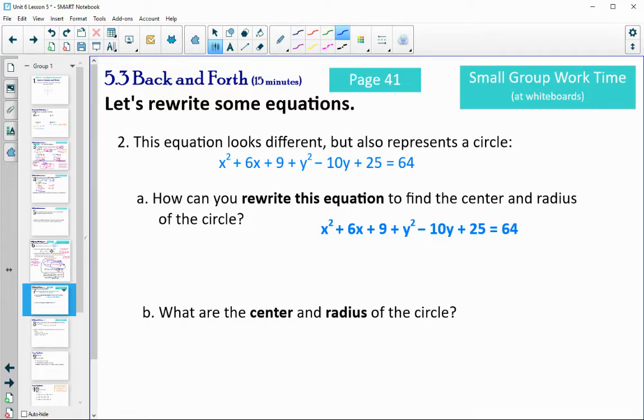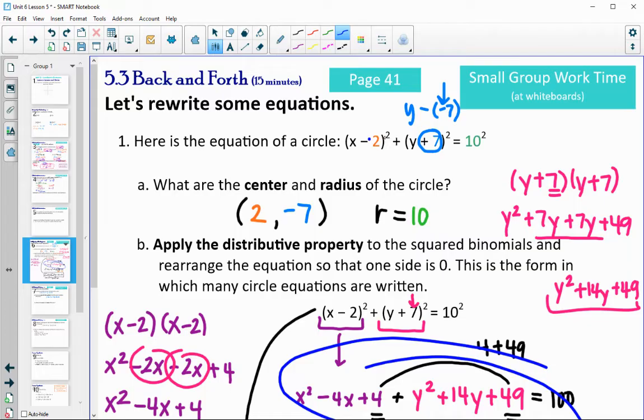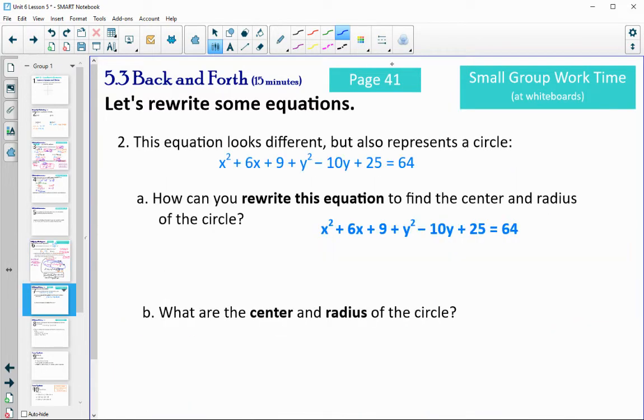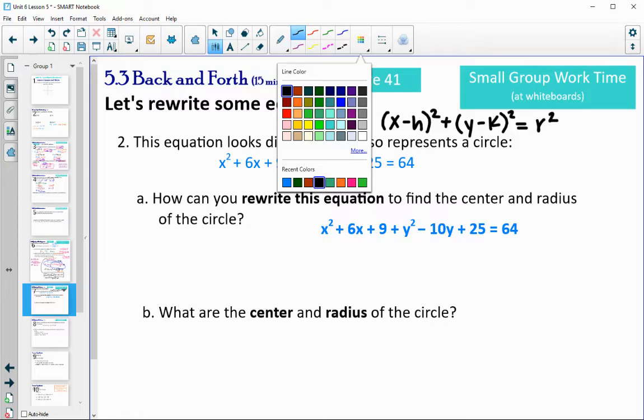So basically we want it to look like this. It's easier to find the center when it's written in perfect square binomial form, when we have these written out as binomials squared. So could we do that? Do we see some perfect square trinomials in there that we could work backwards with?